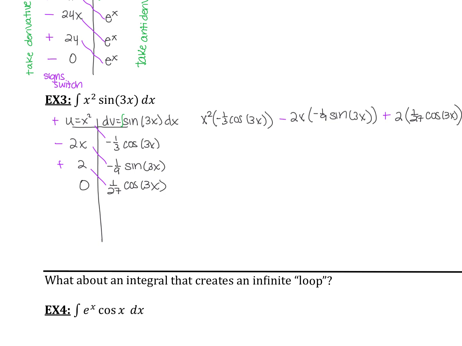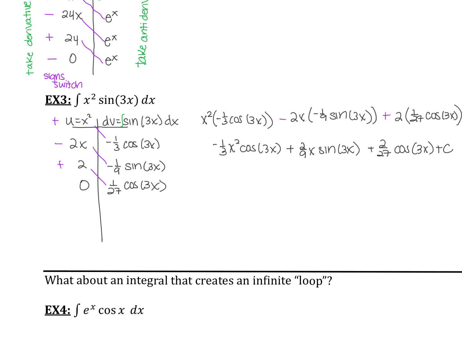Cleaning this all up, we'd end up with negative 1/3 x squared cosine of 3x, plus 2/9 x sine of 3x, plus 2/27 cosine of 3x. And what I can't lose is my plus c. So that's just a technique to be able to take the antiderivative.